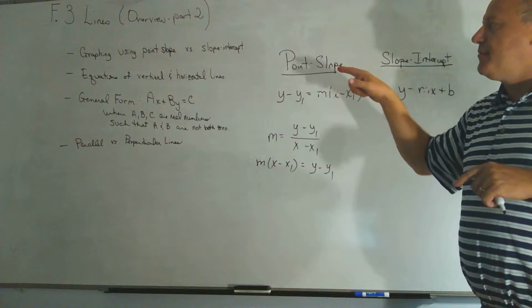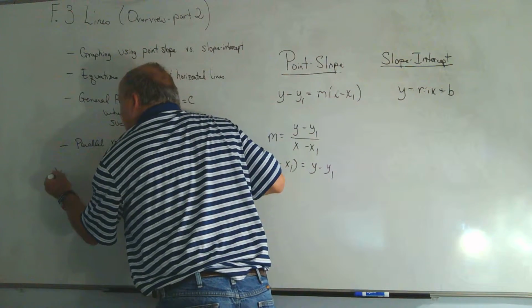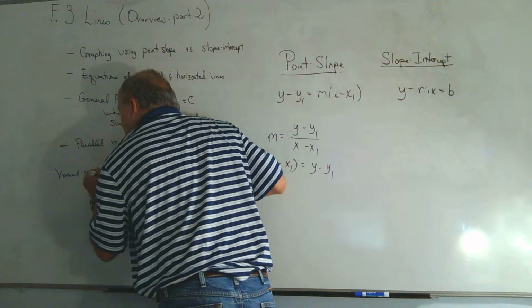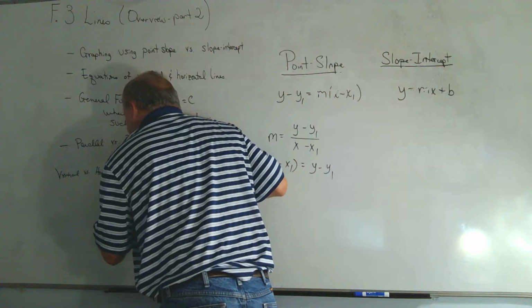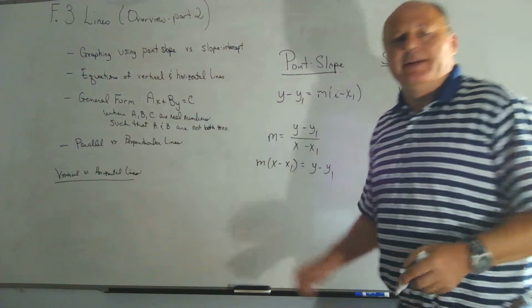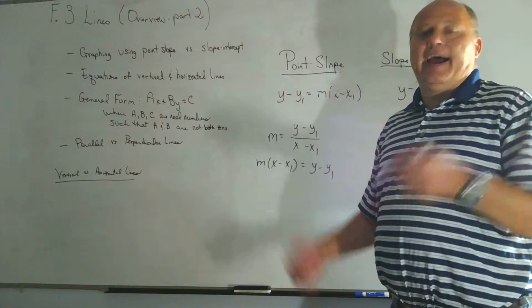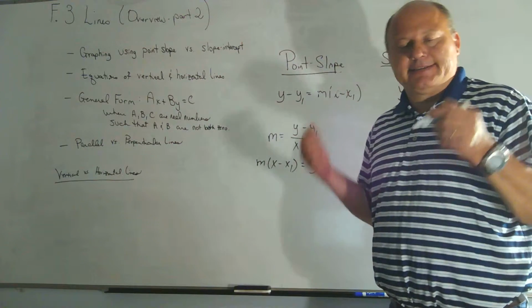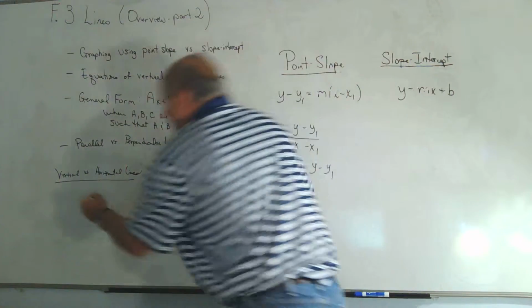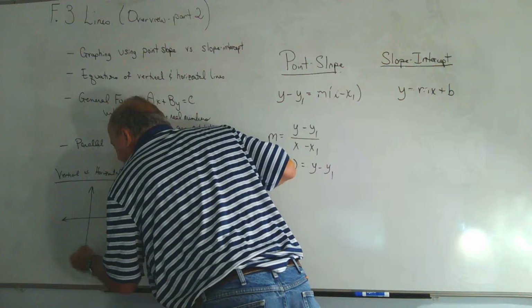Now, equations of vertical and horizontal lines. So vertical versus horizontal lines. Now, the biggest thing about this one is students getting mixed up with the equations of which one goes with which one. And I have ways to remember it. It's just you've got to remember the one you're doing. And I will show you the technique that I've used.